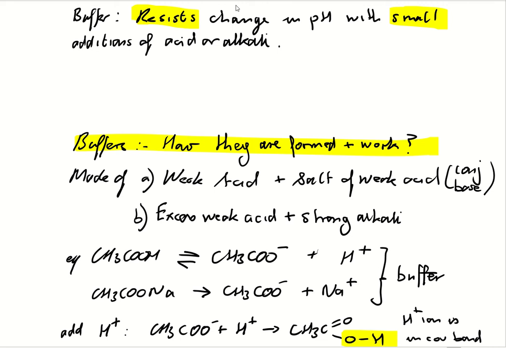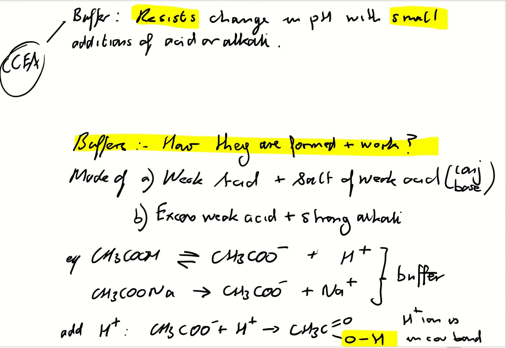So we'll look first and foremost at just what a buffer actually is, and the definition of a buffer. You'll find this in the SIA definitions as well. This one probably matches it pretty well, but learn your SIA definition. Okay, so a buffer is something that resists change in pH with small additions of acid or alkali.